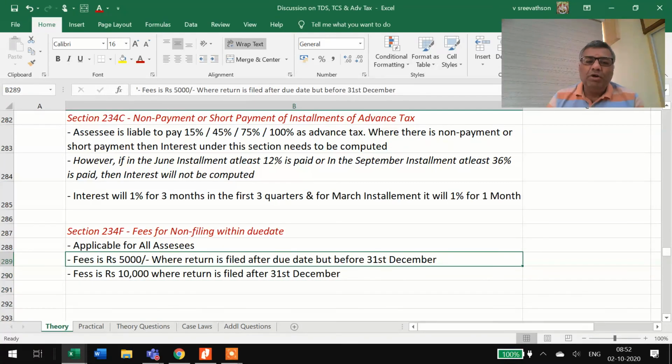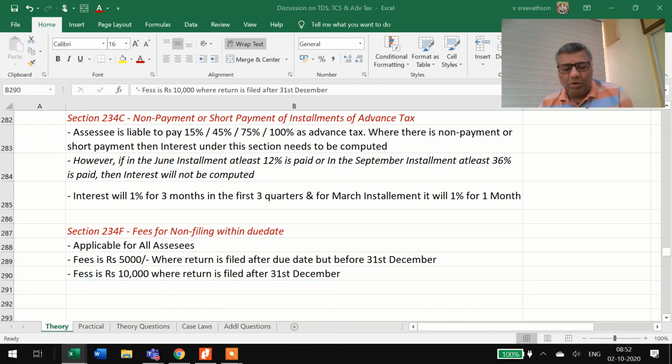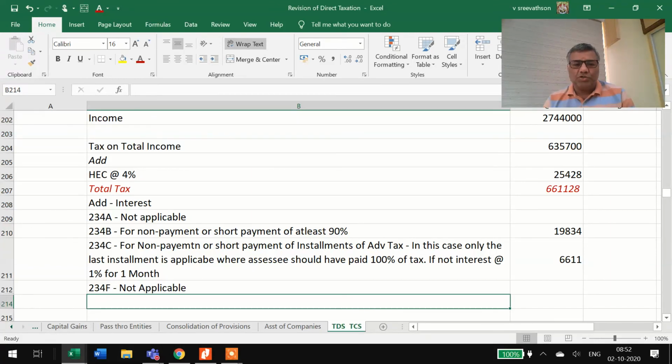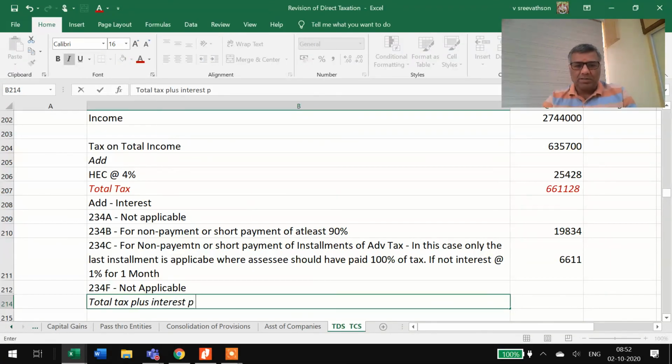234F is 5,000 where the return is filed after the due date but before December, and 10,000 if it is filed after. Here it is not applicable. Total tax plus interest payable.